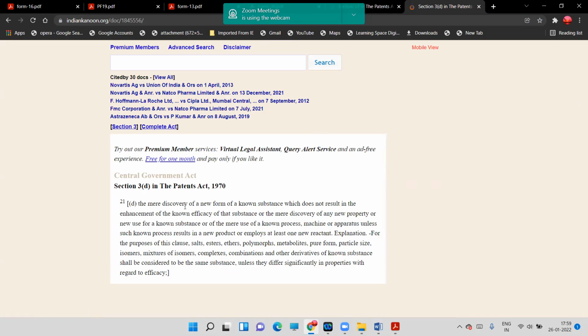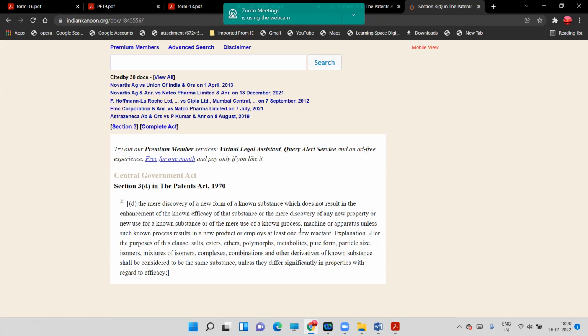The mere discovery of a new form of a known substance which does not result in enhancement of known efficacy of that substance, or the mere discovery of any new property or new use for a known substance. Okay, we have made something new with turmeric, but its efficacy is not increasing. For example, suppose we take a tablet like Disprin and find it is useful for something else too, then we cannot patent it. And the mere use of a known process, that also cannot be patented.